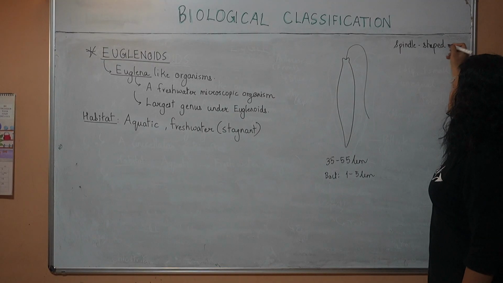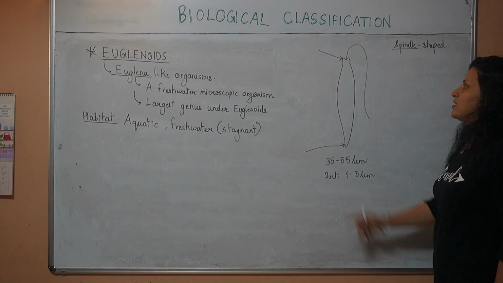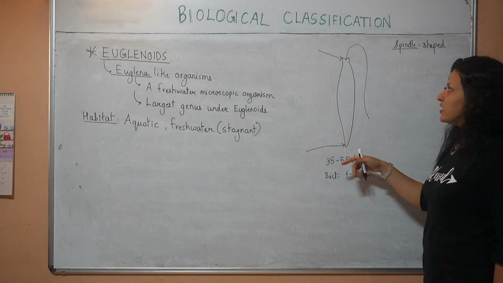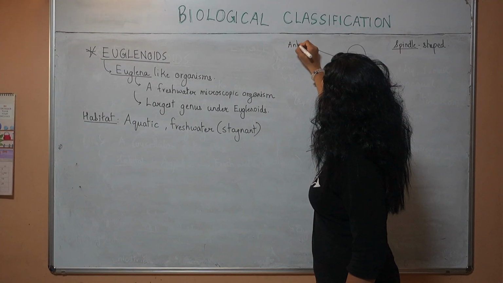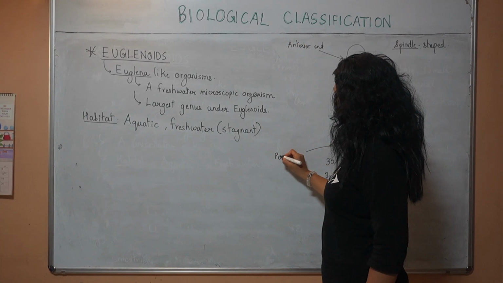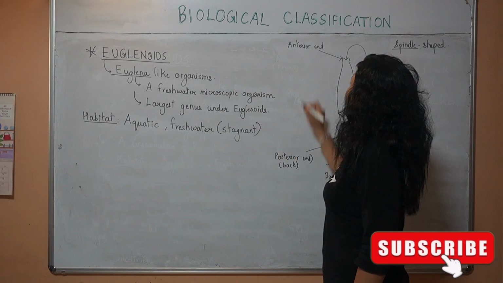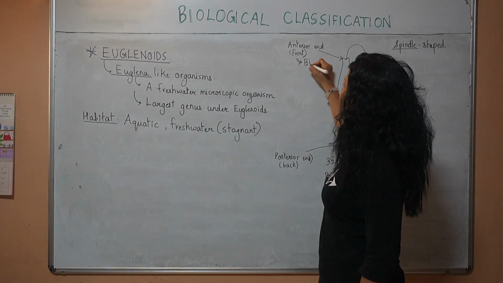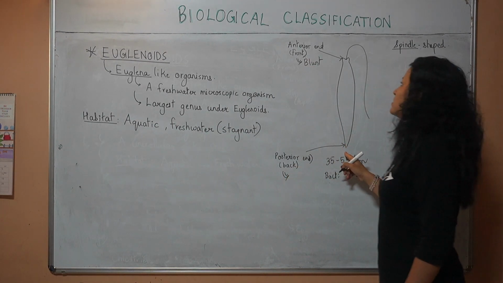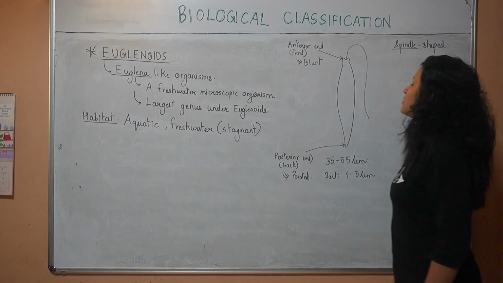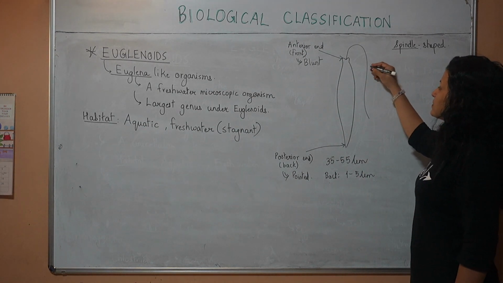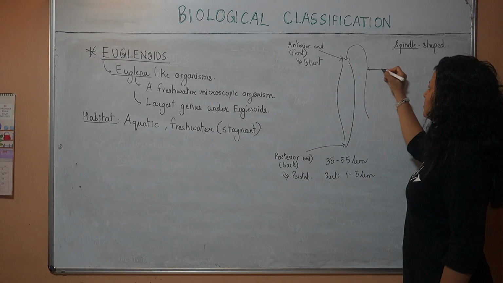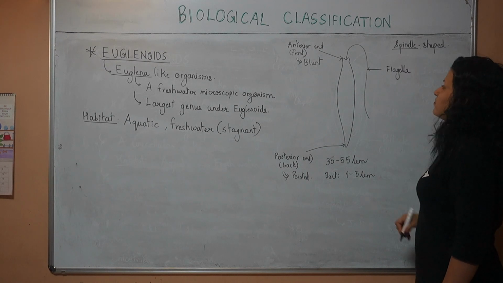They are said to be spindle shaped, wherein the cell has two ends, one on each side. This is the anterior end, this is the posterior end. Posterior means back, anterior means front. This side is blunt, and the posterior end, as you can see, is pointed, right? Next, you see this structure here. This is the flagella.